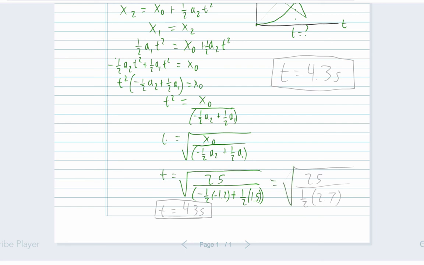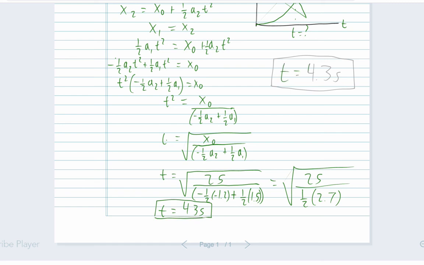So that should give us the square root of 25 over, I'll just write it this way, 1/2 times 1.2 plus 1.5, which is 2.7. At this point I'll plug it into the calculator. Square root of 25 divided by 0.5 times 2.7. If I did that right, which it looks like I did, we get that the total time is 4.3 seconds.